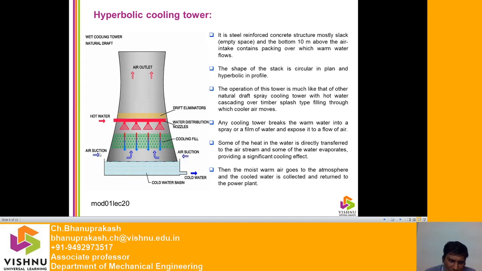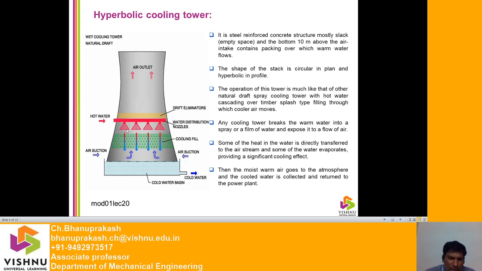See, this cool air will come in this direction and go upwards. Some of the heat in the water is directly transferred to the air stream. See here how the air will be passing through it. The warm water will be sprayed as a film of water and exposed to the air. So here heat rejection will be done like this.